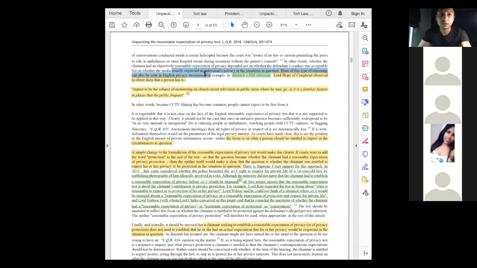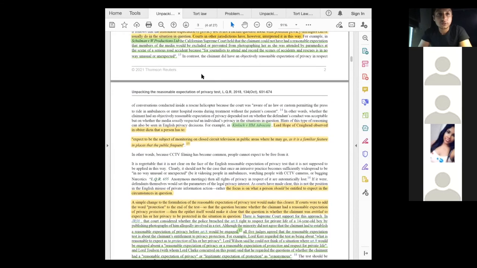And so this type of reasoning can also be seen in English privacy decisions. So this is the thing that I was talking about. So what she says is that there are decisions from other jurisdictions, which are also hinted at in how they have come to a decision in the English cases as well.